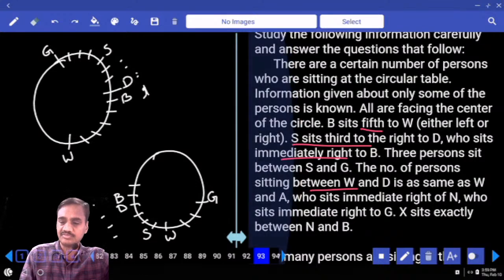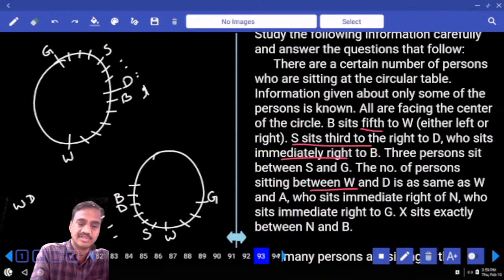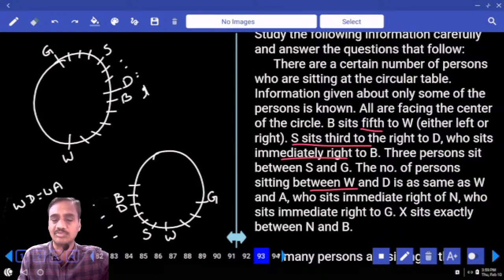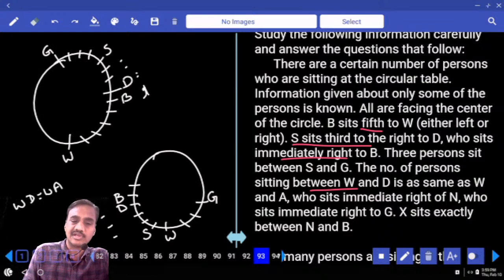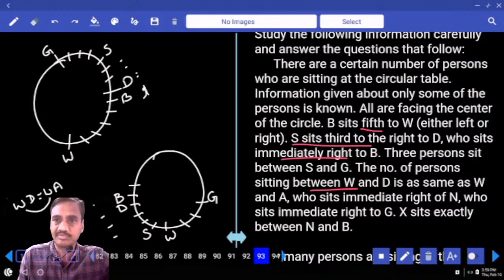And number of persons between W and D. W and D is same as W and A in the first case. In between W and D, how many people are there? Five people. Now, who is common in between these two? W. That means W must be exactly in between D and A.